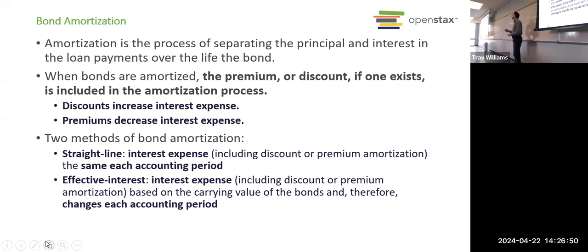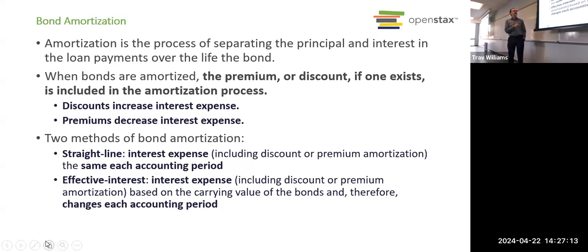On the other hand, if I sell you a $1,000 bond for $1,100, now you're paying a premium. I'm getting extra money, and that reduces the cost of interest. So premiums decrease our interest expense. Okay, any questions on that?